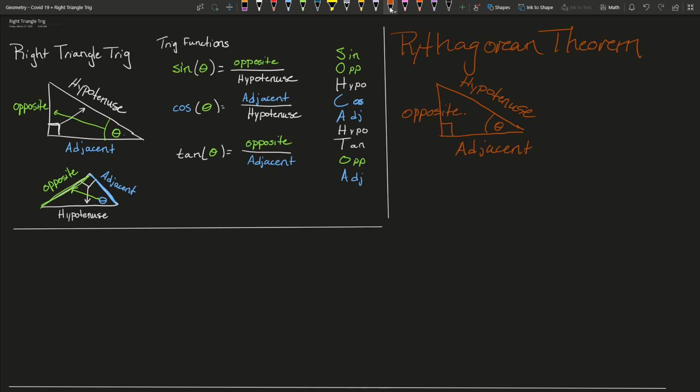If we have this triangle with those sides labeled, we can say that the opposite squared plus the adjacent squared is equal to the hypotenuse squared. So given any two sides of a right triangle, you should be able to find the third. That was a major part of this IXL, you being able to do that. And we did go over that. Am I expecting you to do it perfectly right now? No, but we have covered it.